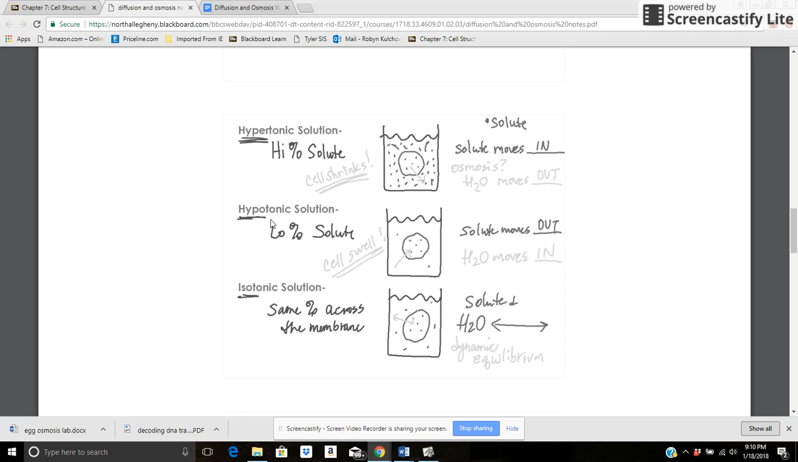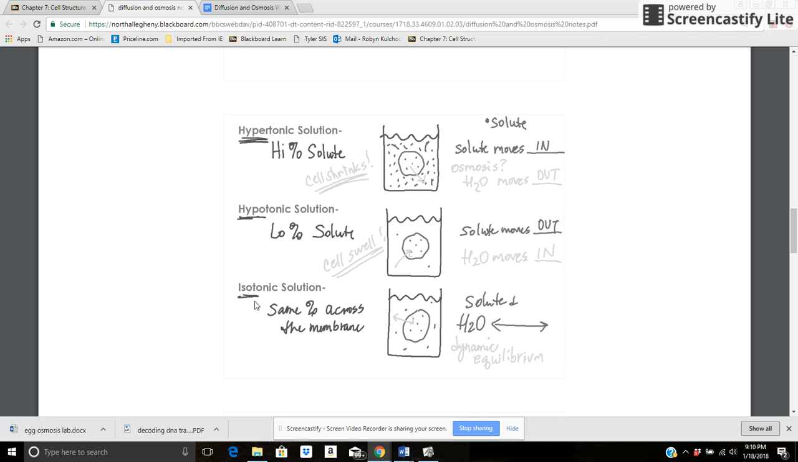If it's hypotonic, that means there's actually more solute inside the cell than outside. So that would be something, if you're going to drink salt water, that's the kind of salt water you'd want to drink. And then finally, there's isotonic. Iso, like isosceles triangle, or isometrics, means the same.